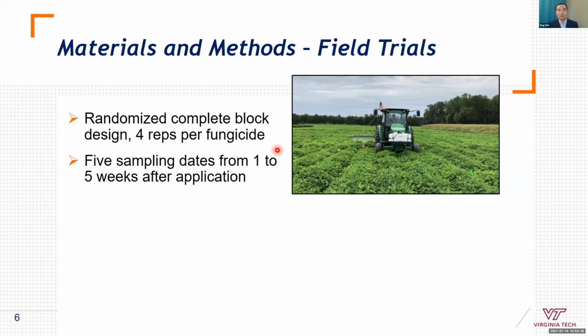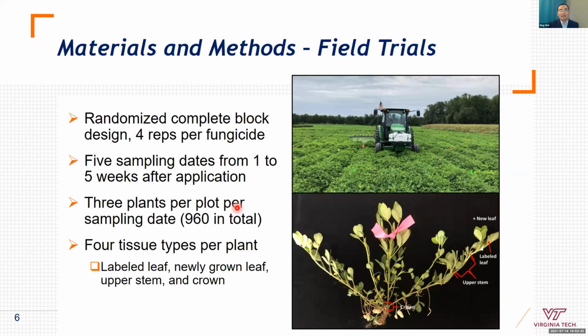In our field trials, we used a randomized complete block design. We have 4 replications for each fungicide treatment. We included 5 sampling dates covering from 1 to 5 weeks after the fungicide application. We included 3 plants per plot on each sampling date. That gave us a total of 960 plants in this experiment. We tested 4 tissues, which included 2 leaf tissues and 2 stem tissues. I will explain them further in the results section.